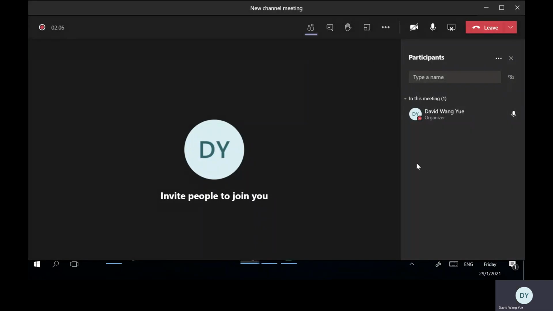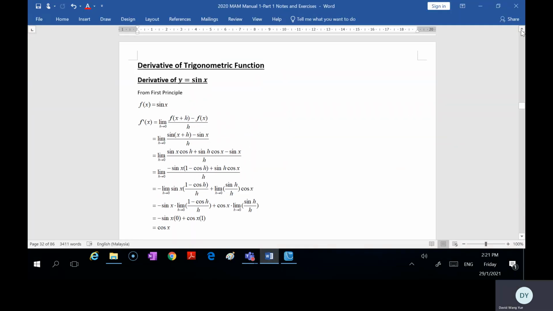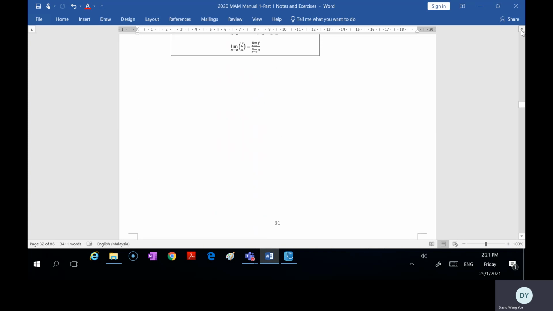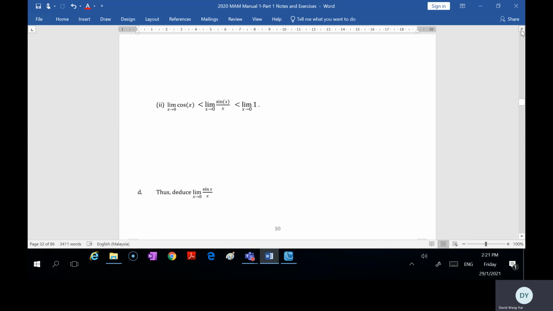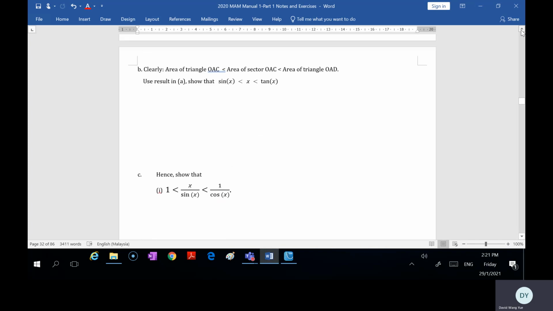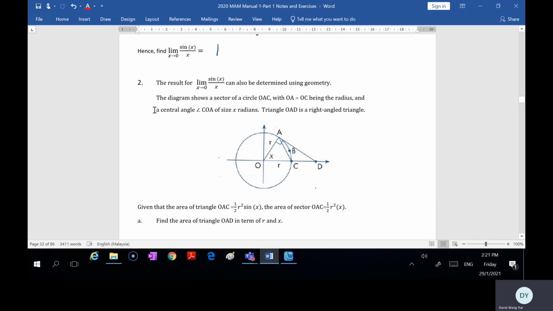In this video, we continue the in-class investigation. In the previous video, we finished the first part. We established three limit expressions. Now let's look at the geometry question. The result for the limit of sin x over x can also be determined using geometry.